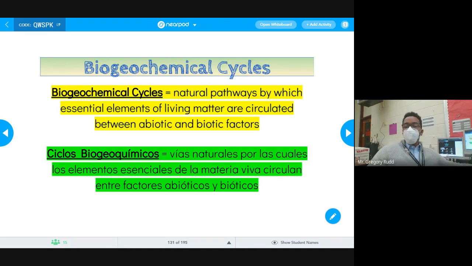Does anybody else have any thoughts about circulated? Abina, I thought I saw you raise your hand. Ashanti, I thought I saw you raise your hand a couple minutes ago. No, that wasn't you. Okay. Somebody else. Janelle, you have any thoughts about circulated? What does that mean? With what? Like in your body? Yeah, that's a good example of circulation.